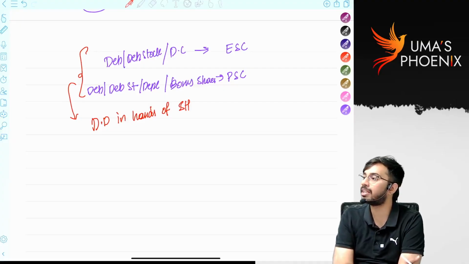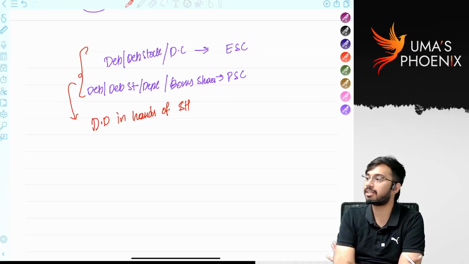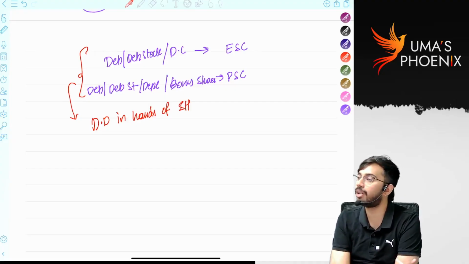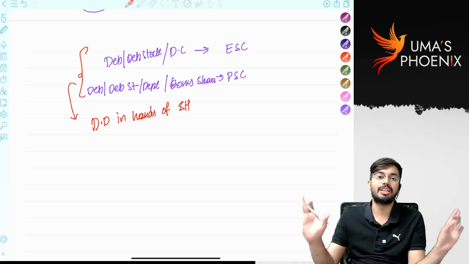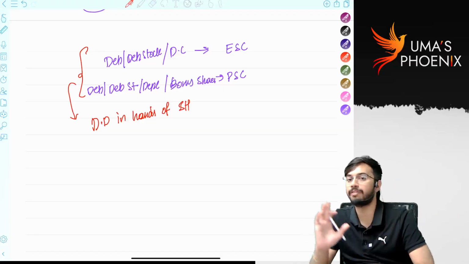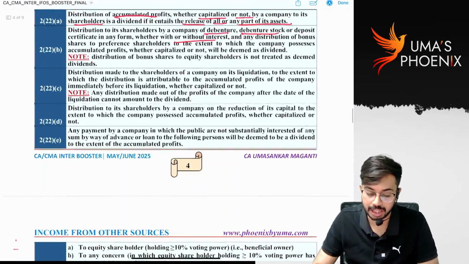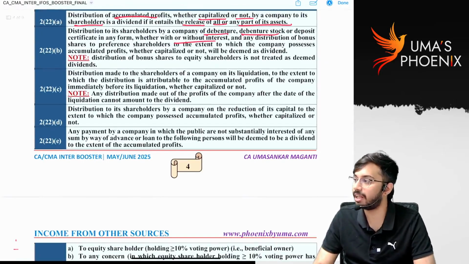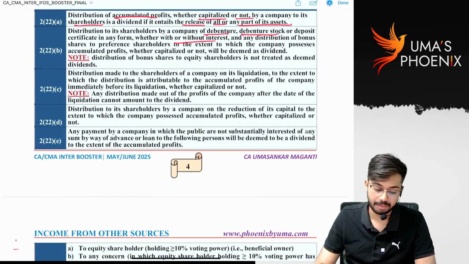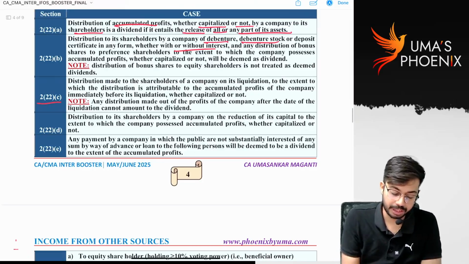Are you able to understand the logic? Are you able to understand the concept? For equity shareholders, if any bonus shares are issued, that is not considered as deemed dividend. But in case of preference shareholders, if any bonus shares are issued, it is considered as deemed dividend. Is it clear? Next. Section 222C.